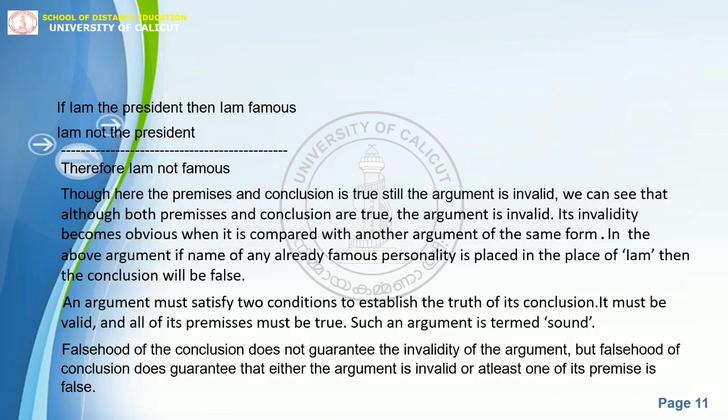I will just read what is written down here. Though here the premises and the conclusion are true, still the argument is invalid. Instead of I, if we add the name of any famous personality in the above argument, then the conclusion will become false. Falsehood of the conclusion does not guarantee the invalidity of the argument, but falsehood of the conclusion does guarantee that either the argument is invalid or at least one of its premises is false.